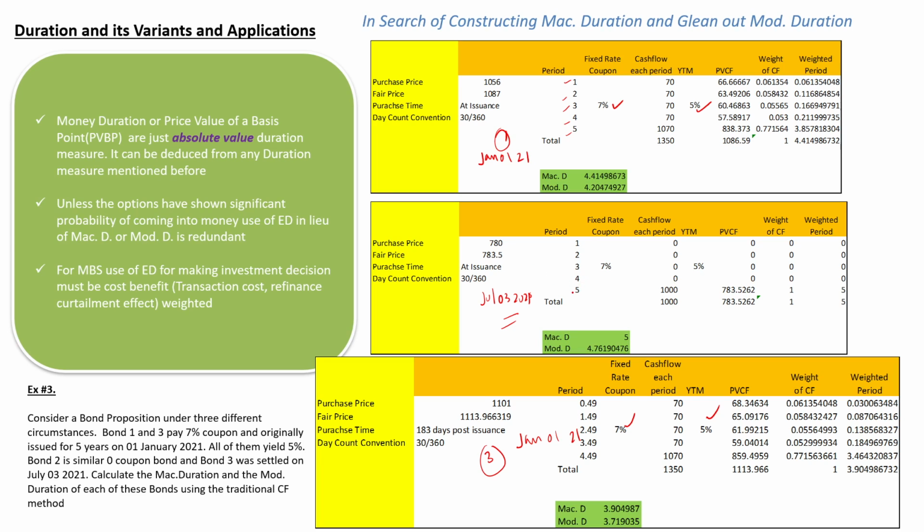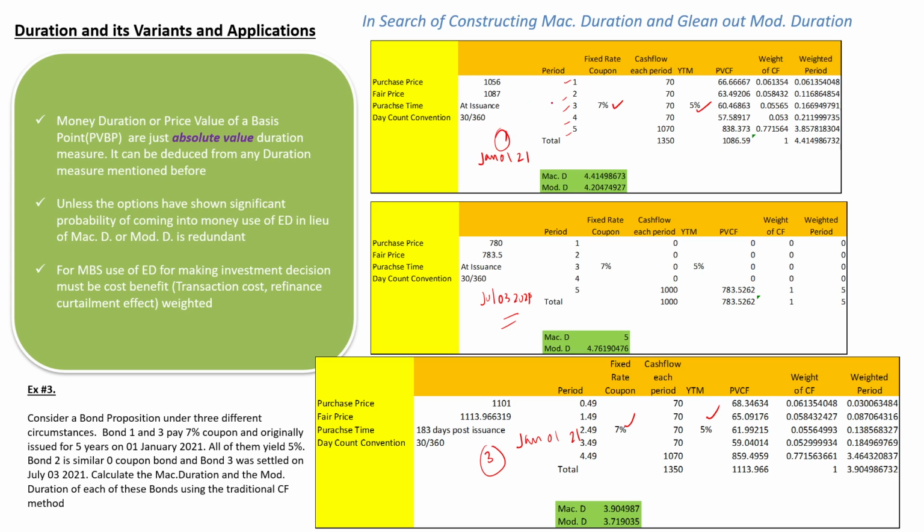All right. So what we are set to find out is the Macaulay duration and the modified duration of each of these bonds using the traditional cash flow method. As I have said before, the only definition of duration as far as Macaulay is concerned is that you must remember it measures nothing else and nothing more than how soon and how fast you can actually receive your promised cash flow. And the same concept we are going to drill down and demonstrate mathematically how it manifests.